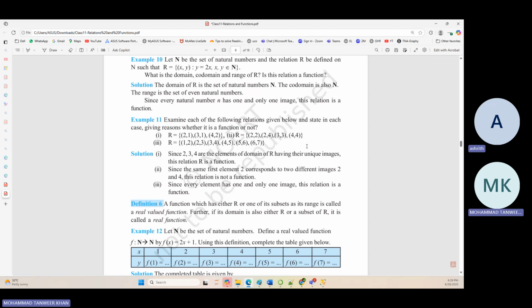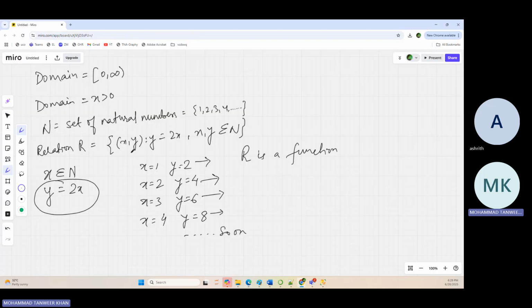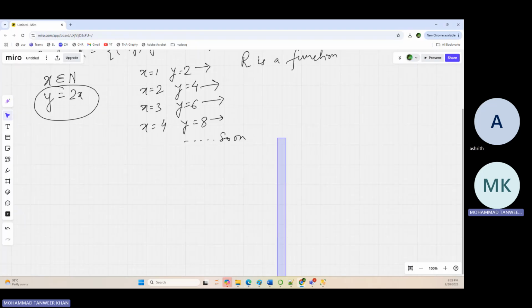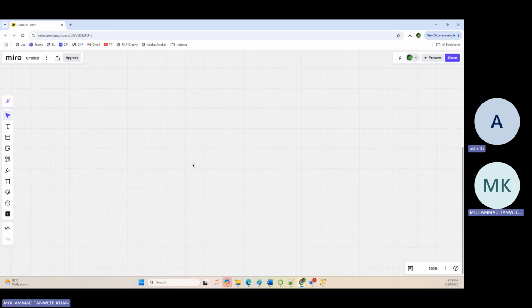Now I'm giving you a hint on how to find whether it's a function or not. This is a trick. Listen carefully. In sub question one, input 2, what is the output? One. Input 3, what is the output? One. Input 4, output is 2. Now, whenever you have to check whether it is a function or not, 2 points you have to remember.